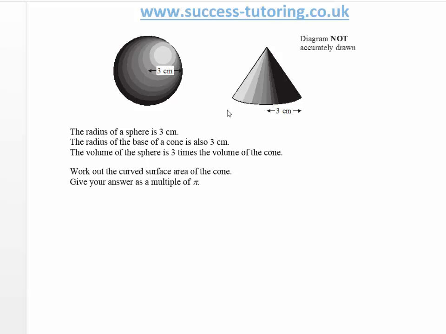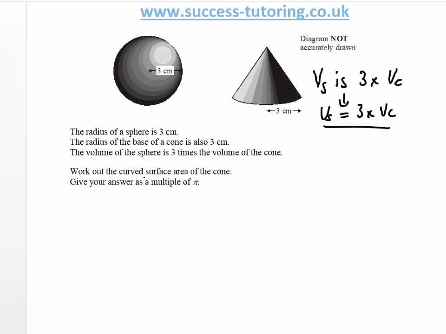Well, let's have a look at this question now. It's a two-part question. The radius of a sphere is 3 centimeters, which you can see. The radius of the base of a cone is also 3 centimeters. The volume of the sphere is 3 times the volume of a cone. Okay, what do they mean? I'm just going to replace the word is with equals. Volume of sphere is equal to 3 times the volume of the cone. You need to know this.